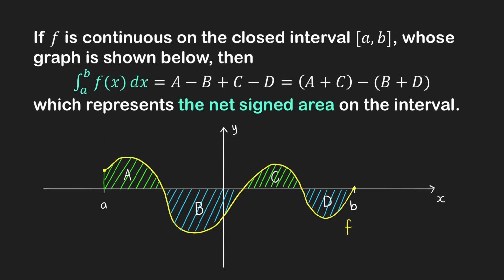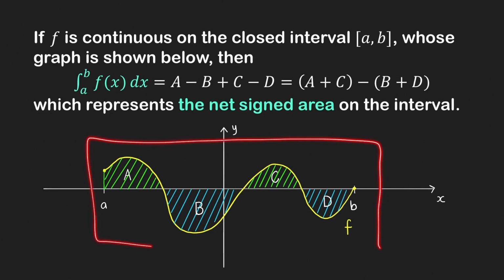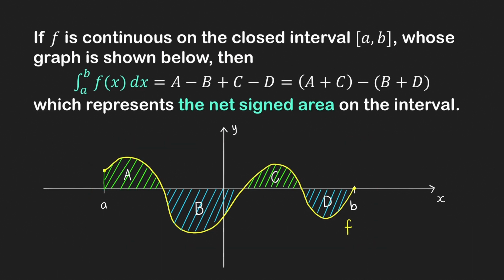Let us first talk about the geometric interpretation of a definite integral. Suppose we have a function f that is continuous on the closed interval [a, b]. For example, let's say that this is the graph of our function f. So how do we evaluate this definite integral, the integral of f(x) dx from a to b?